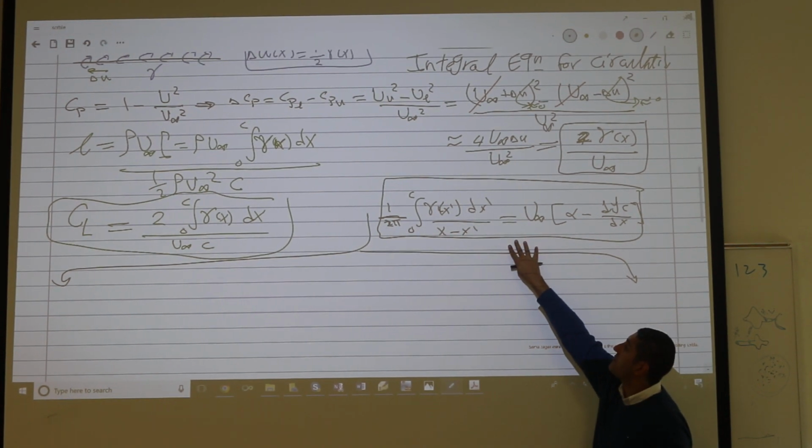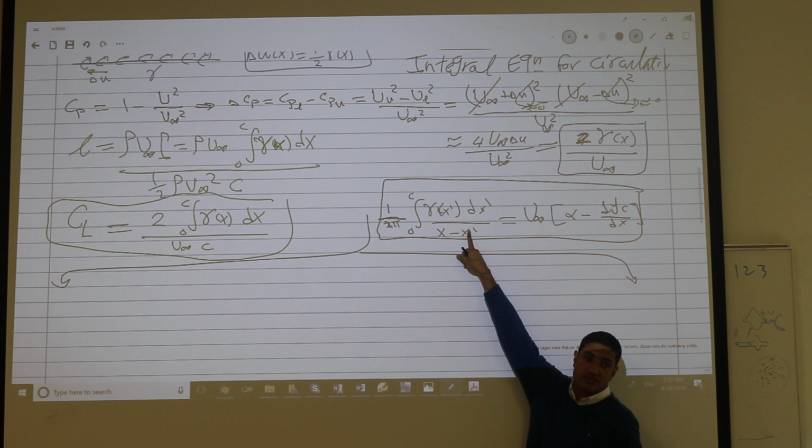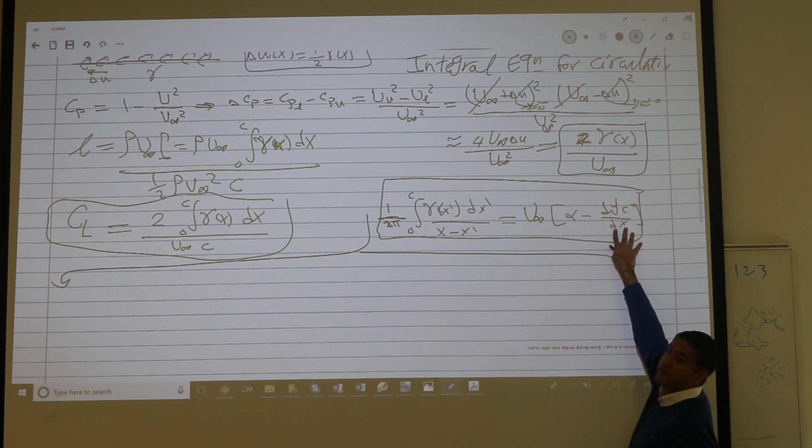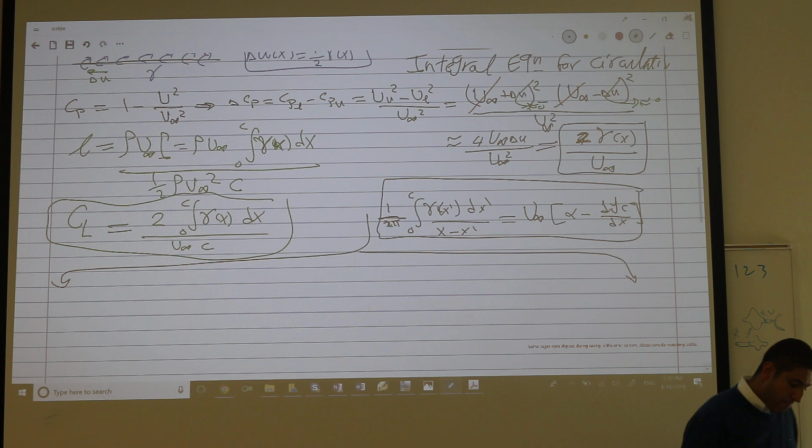Is very similar, except that this is a function of x and what? In unsteady, time. And the right hand side will also be a function of x and time. Okay? So we will see that later on.